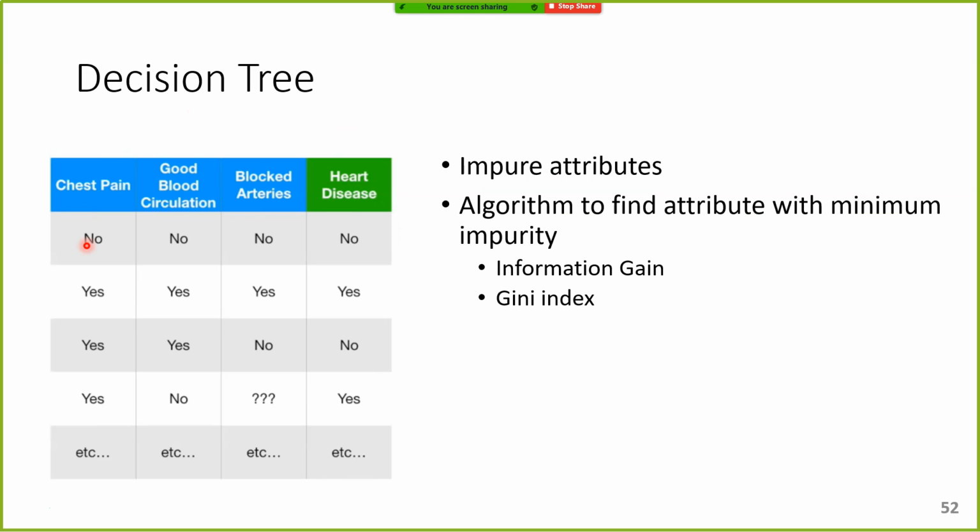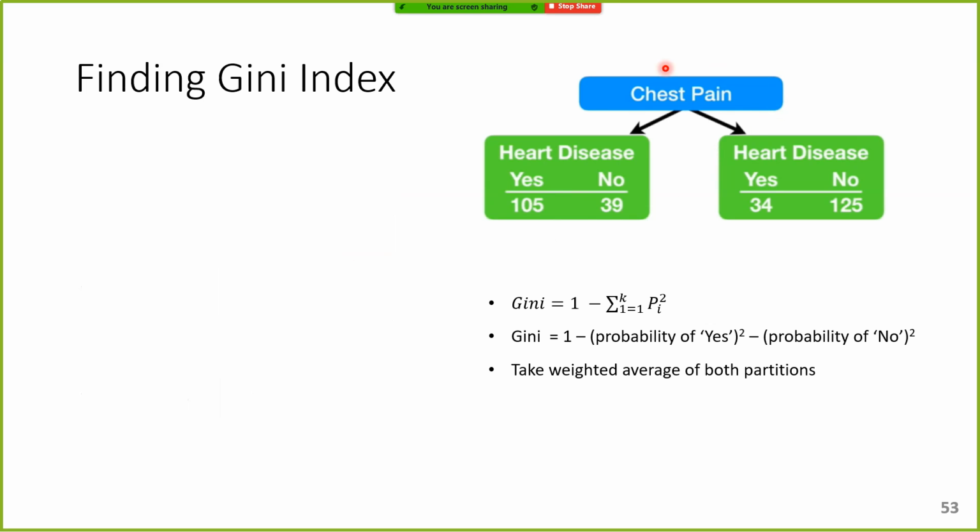So first of all, we will look at, say, chest pain. We will pick one of these variables, and then we will see, for all those data points for which chest pain is yes, how many of these have heart disease no, and how many of these have heart disease yes. And we will make a list like this. So this branch corresponds to patients having chest pain yes, and this branch corresponds to patients having chest pain no.